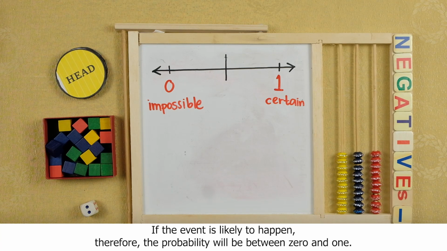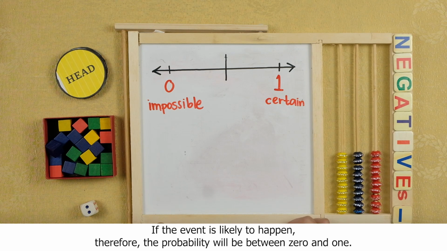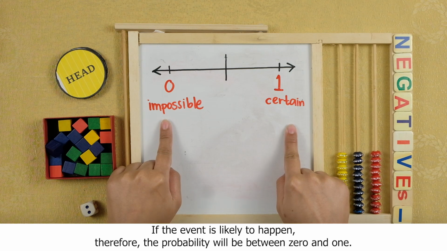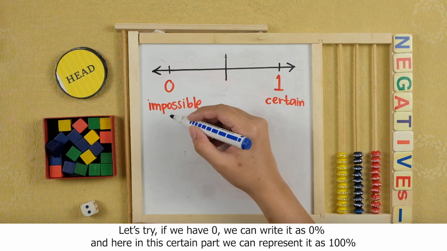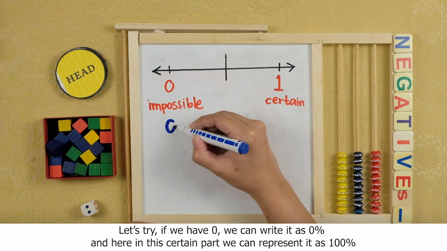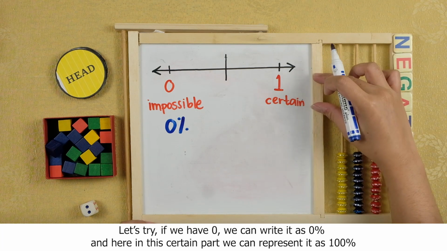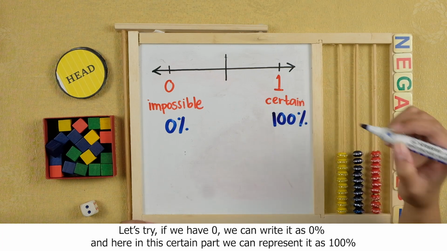If the event is likely or unlikely to happen, therefore, the probability will be between 0 and 1. As a probability is represented by fractions, therefore we can write probability as decimals or percent. Let's try. If we have 0, we can have it as 0%. And here in the certain part, we can represent it as 100%.